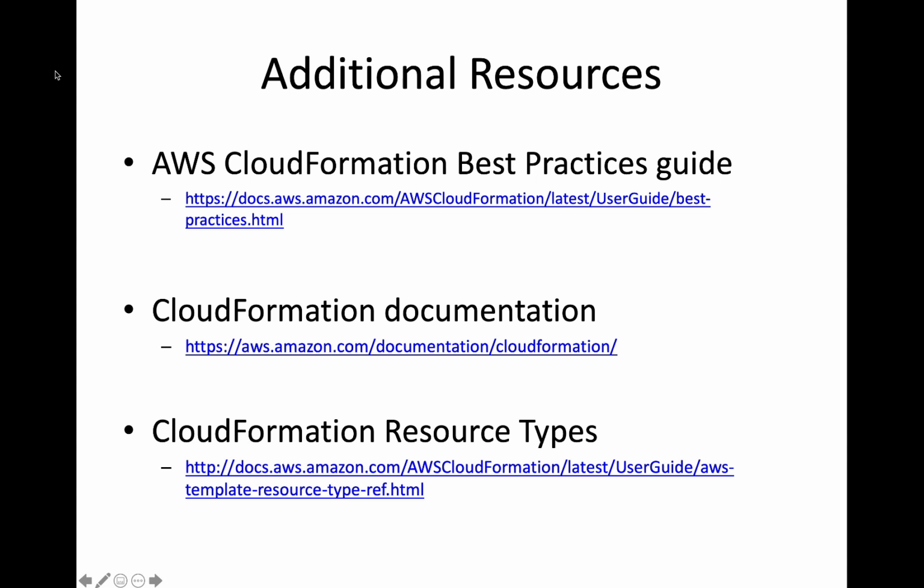And those are so important because when you're building a CloudFormation template, you're building out dozens and dozens of different resources, and so you're constantly looking back at the documentation to understand how to configure them.